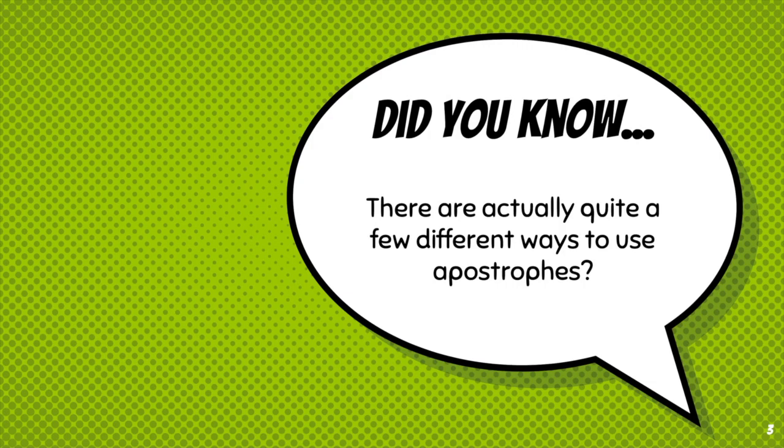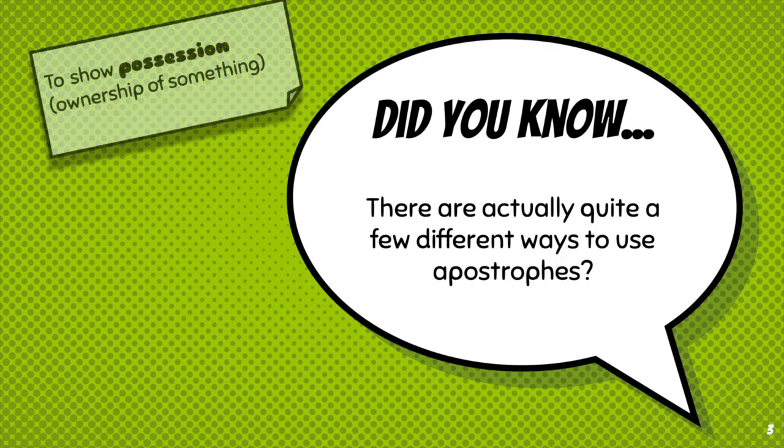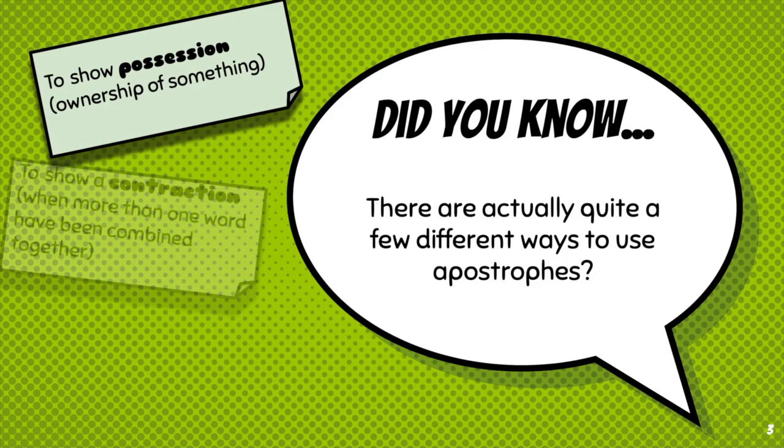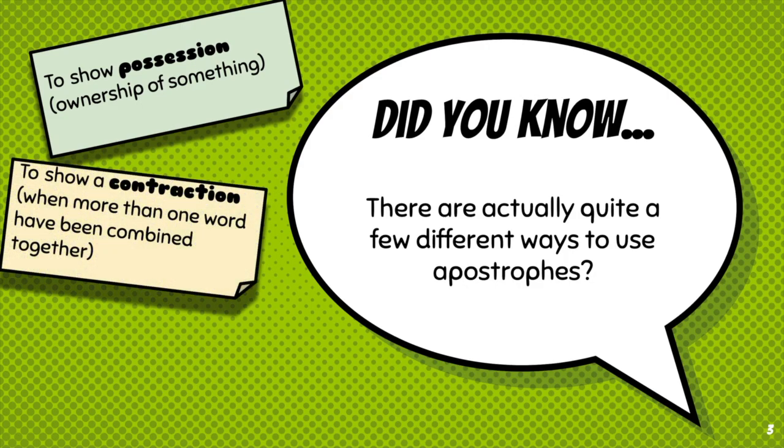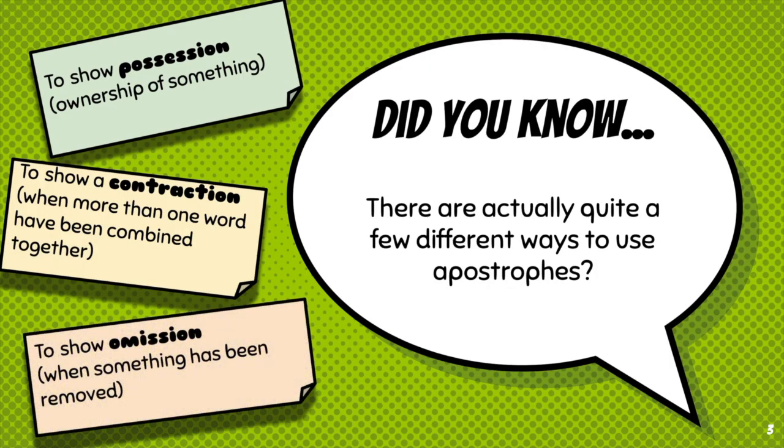Alright, so there are actually quite a few different ways to use an apostrophe, and we're going to look at the three main types. So number one, to show possession or ownership over something. To show a contraction, so that's when more than one word have been squished together and formed a new word. And finally, to show omission of something, so when a part of the word has been removed.